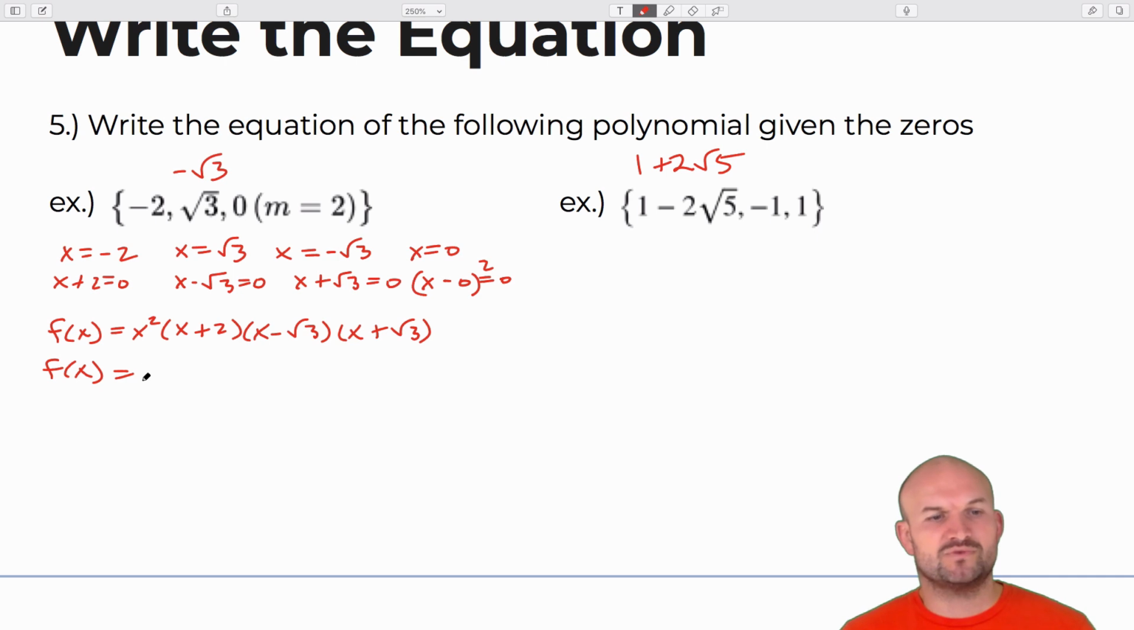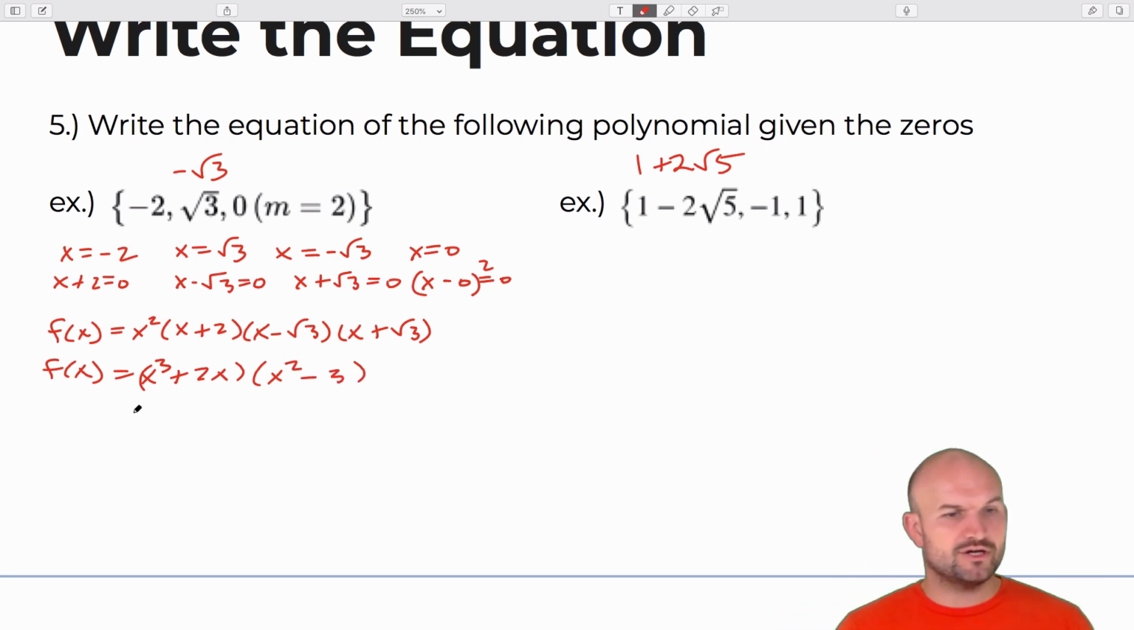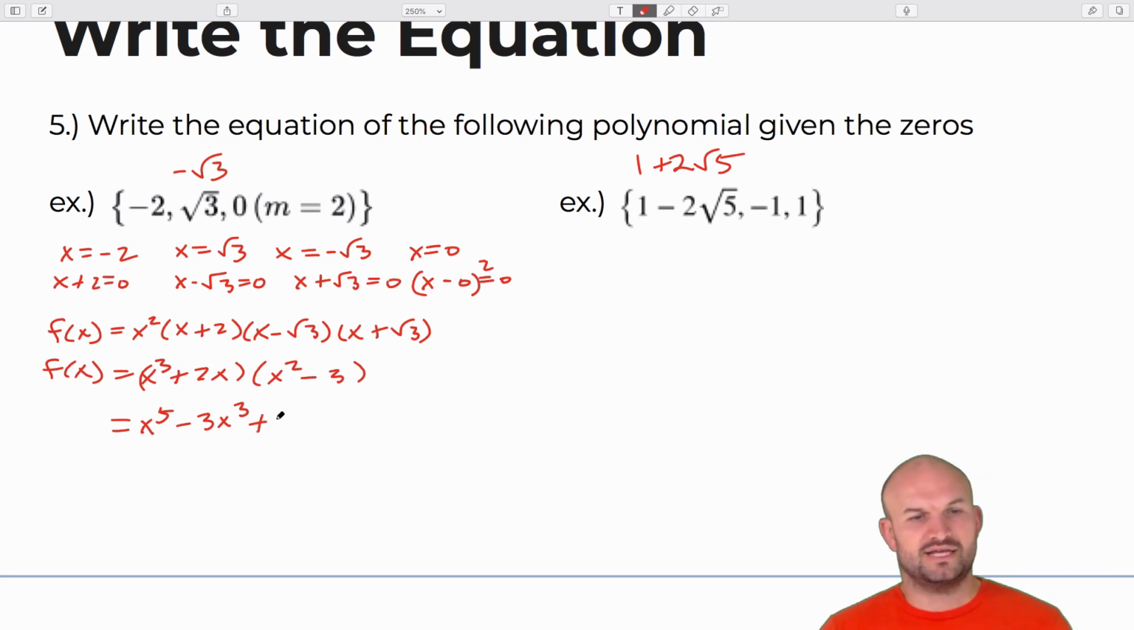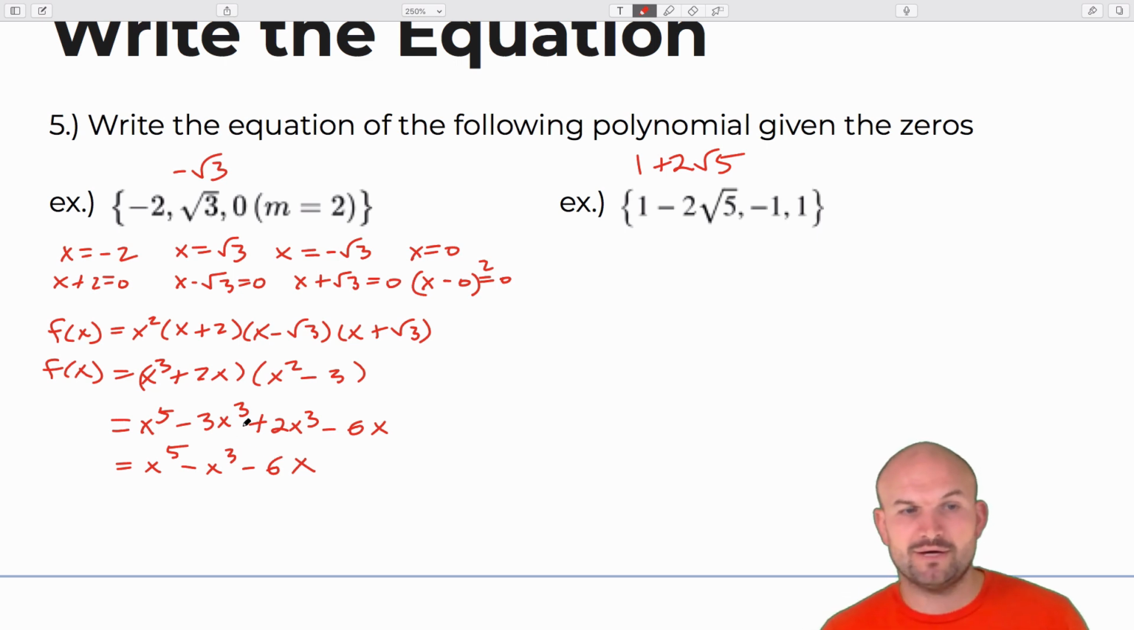Hopefully you can multiply this out, so that becomes x cubed plus 2x times x squared minus 3. All right, and now we just have a binomial times another binomial. So this is going to be x to the 5th minus 3x cubed plus, and let's see, 2x cubed minus 6x. And then let's just combine my like terms here, which is x to the 5th minus x cubed minus 6x. And voila, there we go.